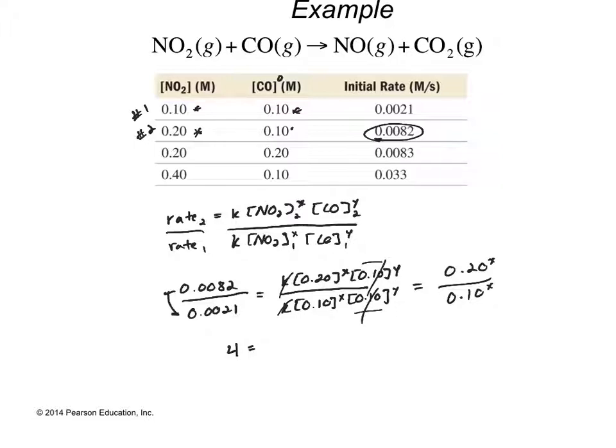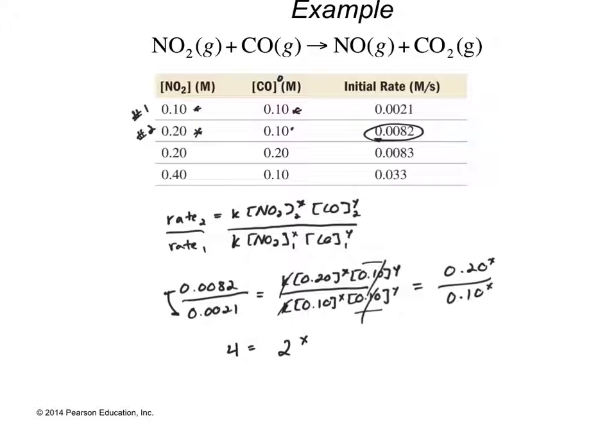Can I condense these two? If you have a number raised to an exponent divided by a number raised to the exact same exponent, can I just divide those numbers? Yes. So what does this condense down to? 2 raised to the X. I know it's like, oh, this is obvious, right? But trust me, this is how you're going to do it when it's not super obvious.